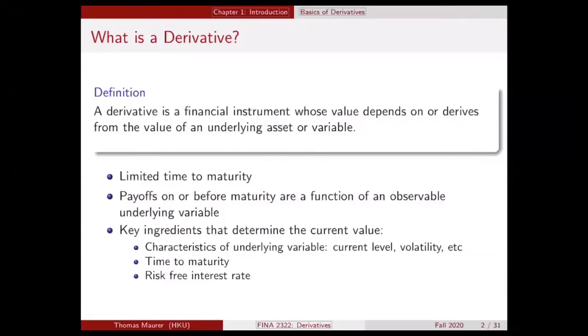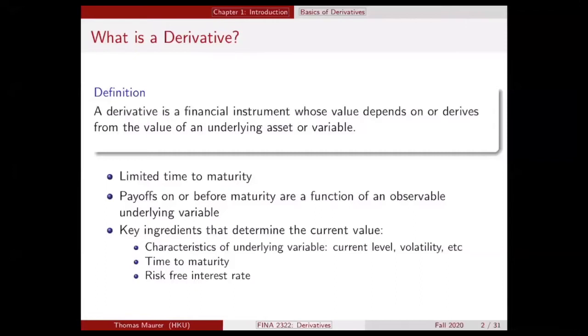Now, the payoffs of the derivatives are made anytime before the maturity or just on the maturity date. And these payoffs are going to be well-defined functions of some underlying variable. It could either be a traded asset, or it could just be something else which all the market participants can observe and exactly determine its value.